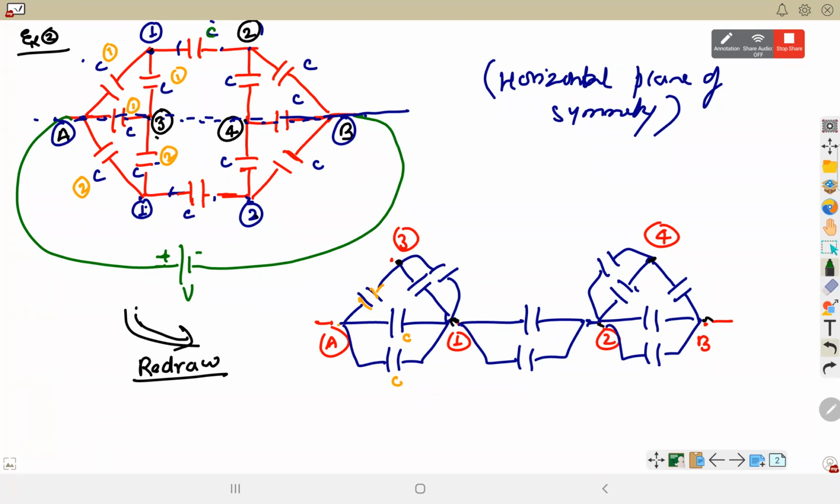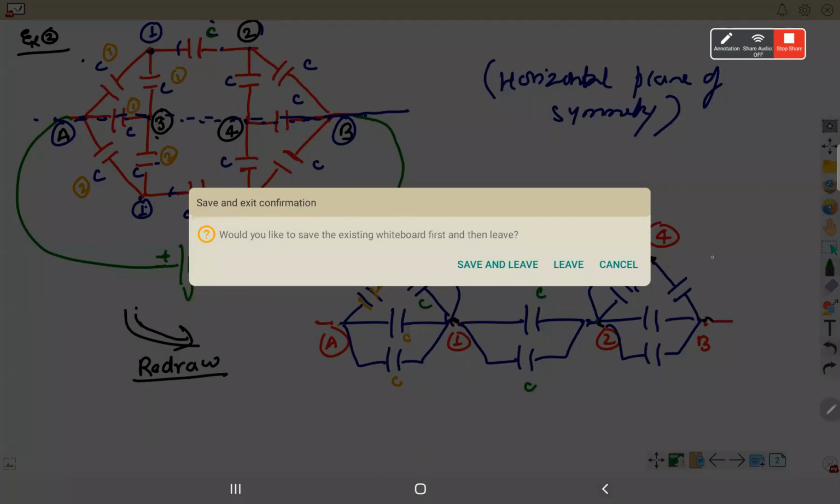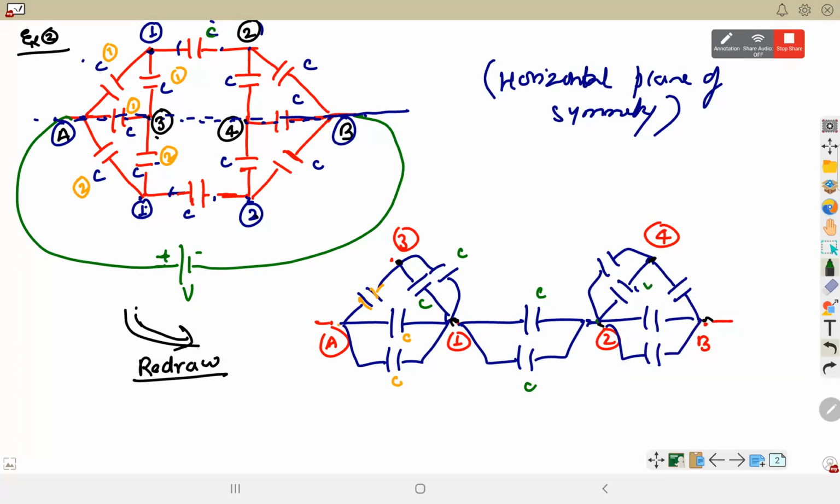1 to 2, there is another capacitor. Similarly 2 to B and 2 to 4. B to 4, there is only 1. Find its equivalent capacitance. अब ये simple सा circuit है कुछ.